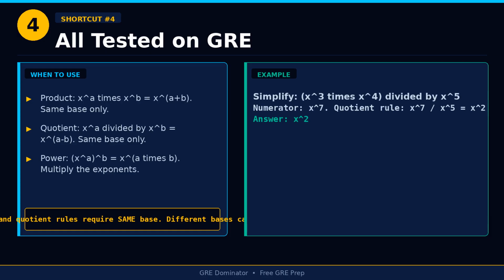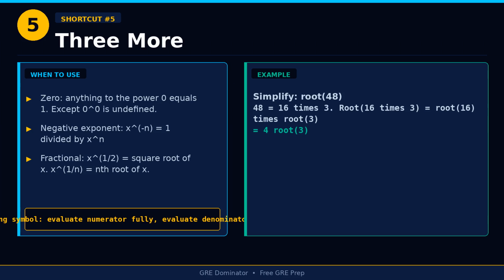Apply each rule only in its correct context. The product rule applies to multiplication of same base terms. The power rule applies when a power is raised to another power. Roots reverse exponents. The square root of x squared equals the absolute value of x, not simply x. This matters when x could be negative. The square root of -3 squared is the square root of 9, which is 3, not -3.